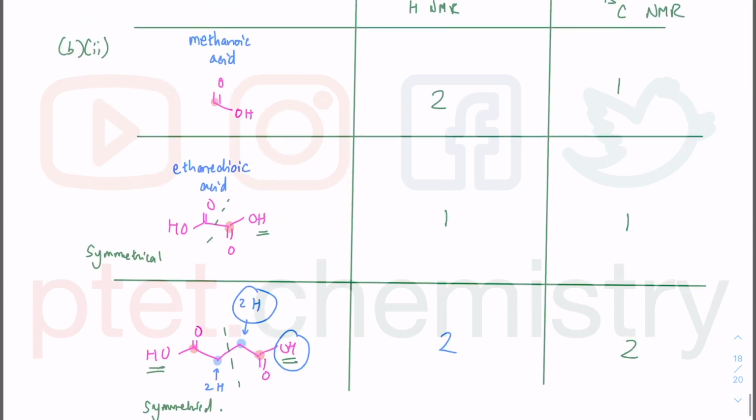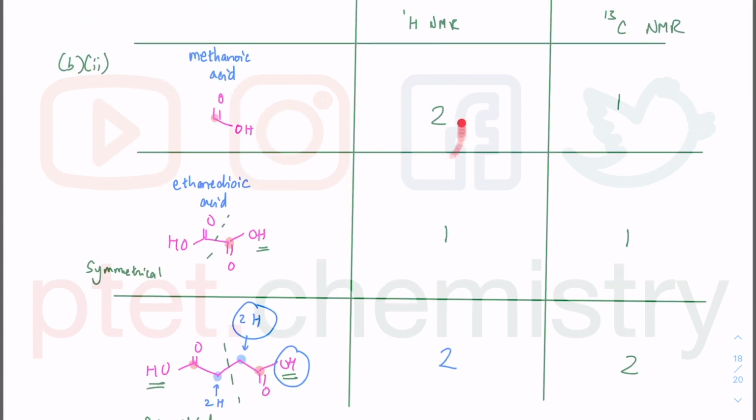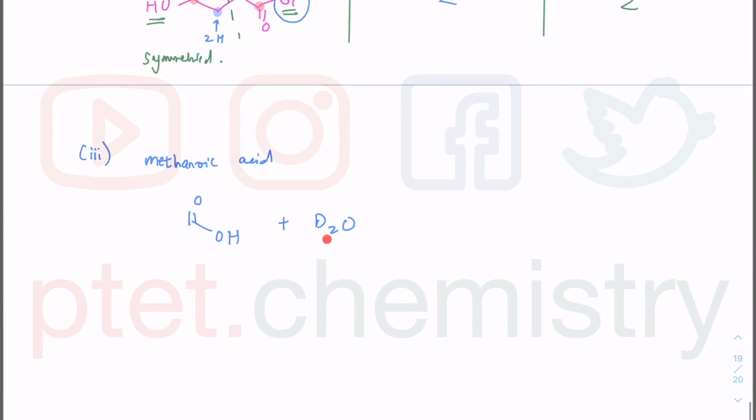On to the next part, which is to do with fast exchange. So they're saying that when you have this carboxylic acid, which is methanoic acid, and you have it like that. They said that in D2O, what will look different if you compare the proton NMR here, which is two proton environments, compared to in D2O.